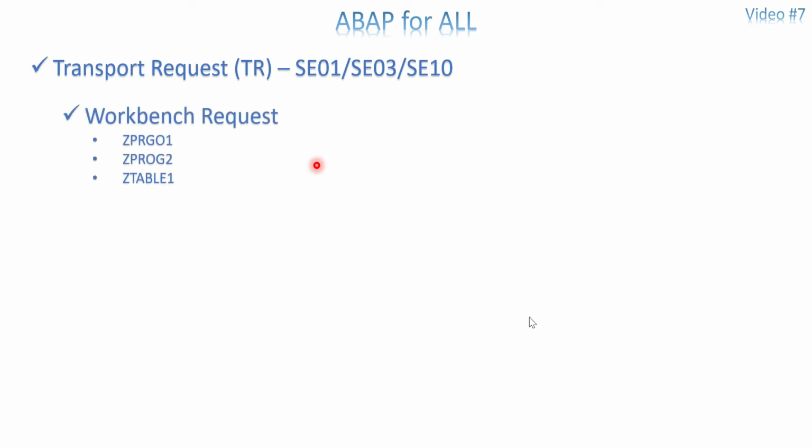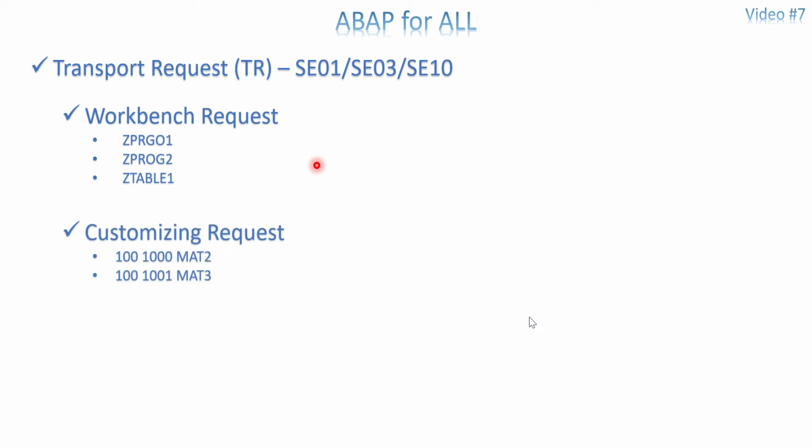What type of objects does a workbench request hold? It holds only objects, meaning it can be a table, a program, a domain, a class, a method, a smart form, whatever you create inside SAP that starts with Z or Y. It needs to come under a workbench request. We call these objects. Any objects go under the workbench request only.